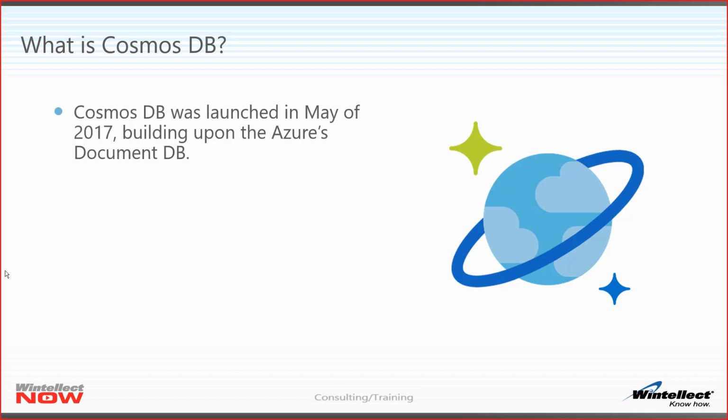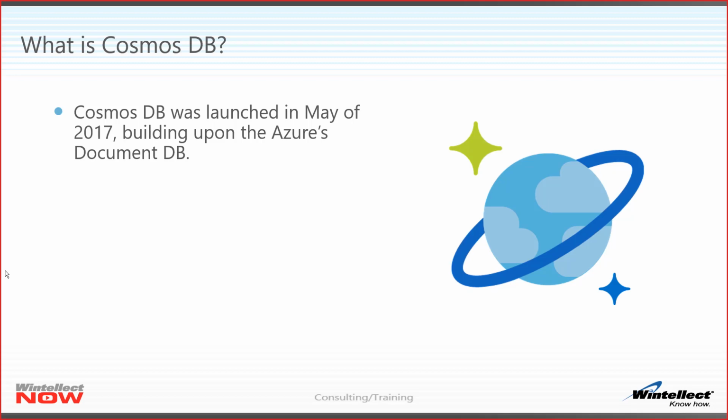So, what is Cosmos DB? Cosmos DB was launched in May of 2017. So if you've been looking at it for about 2 years, that's about right. A little over 2 years ago, it launched, originally as a product called Azure Document DB. Document DB was originally just a document database that did something very similar to what you might get with MongoDB. It's basically a way to store JSON or XML documents in a database that you could query with a SQL-like syntax language.